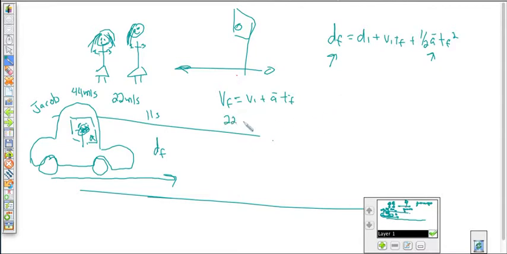Here we have 22 as our final velocity, equals 44, our initial velocity, plus our acceleration, which is our unknown, times 11 seconds. Subtract 44 from both sides, and we end up with negative 22 equals our constant acceleration times 11. Divide both sides by 11, and we find that negative 2 meters per second squared is our constant acceleration, or in this case deceleration, because he's slowing down. The negative shows us that. Let's stick that in here, and then we can easily solve for the distance.